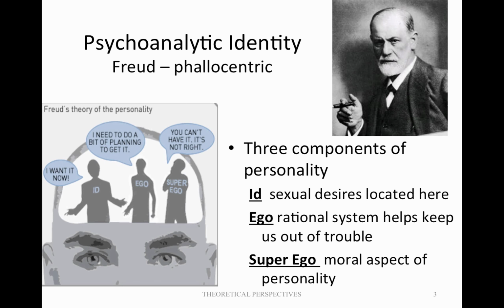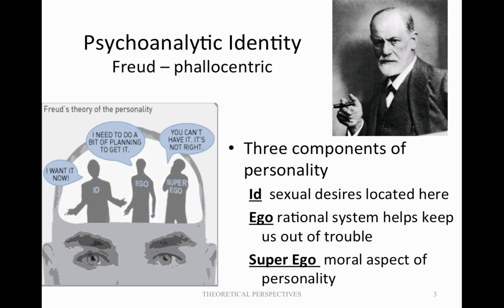So we start our discussion about theories with psychoanalytical identity theory, which of course was developed by Freud. And that's what's known as being a phallocentric theory. So I want you to understand the concept of phallocentric. That's Latin, and if you were to break it into the two roots, you would look at phallo and centric. Centric means centered, to be centered around or center of. Phallus is referring to the male penis.